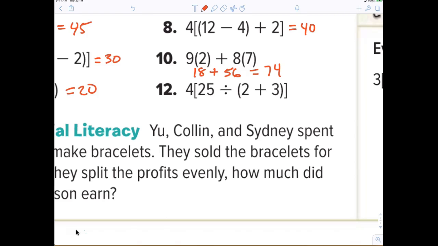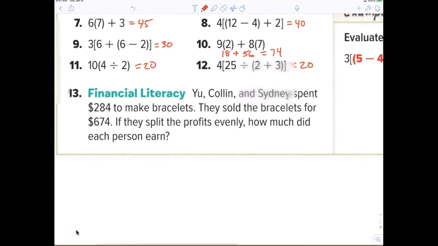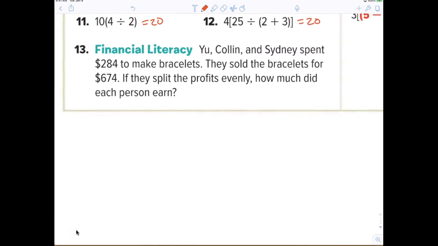So 2 plus 3 is 5. Divided by 25 is 5. Uh-huh. 5. 5 times 4 is 20. You're awesome. Beautiful. Very good. Now, again, that's kind of important. All right. Now, 13 is kind of important, so let me just break this down for you.